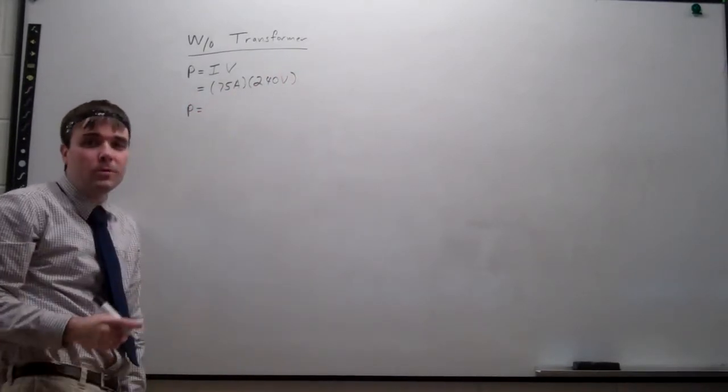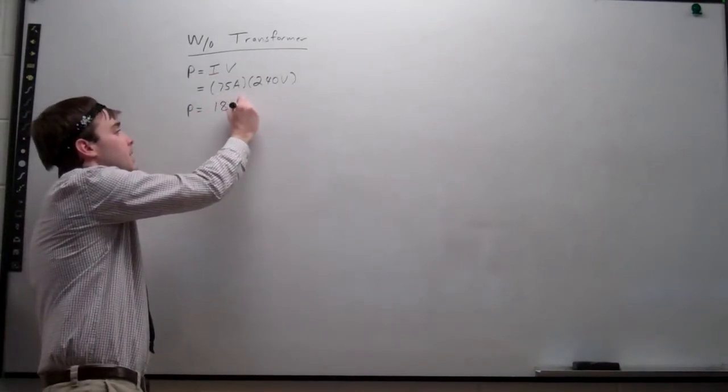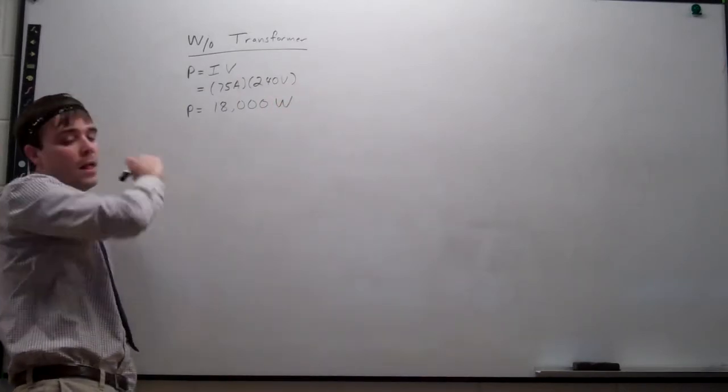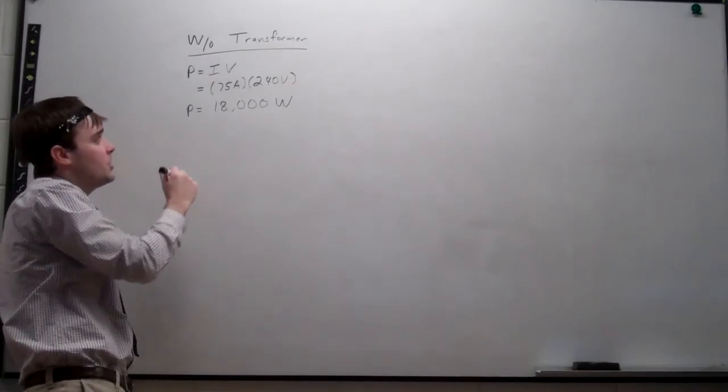So what is the power that's produced at the generator? 18,000. What's the unit for power? Watts. Alright. So 18,000 watts produced at the generator.